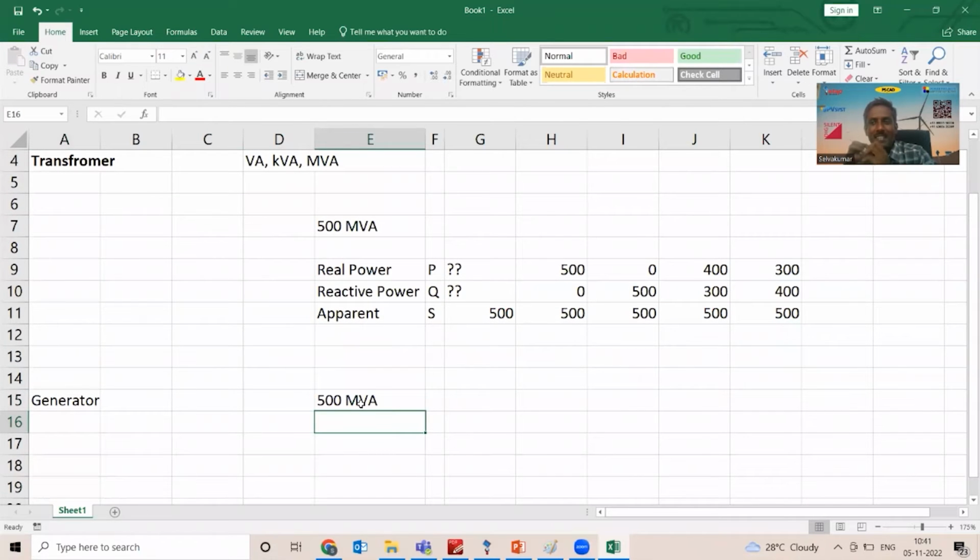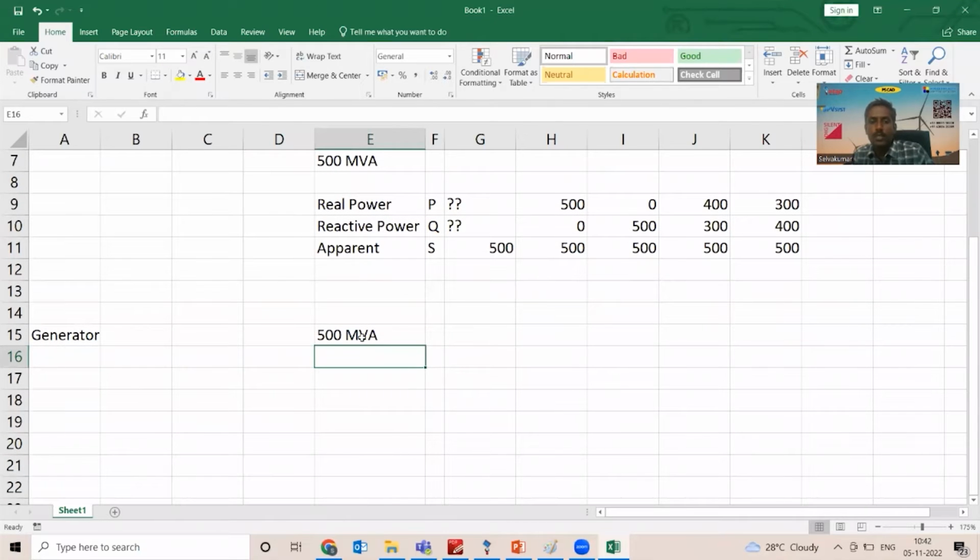Typically, you may not see generators rated as 500 MVA. You might have generators like 500 kVA with diesel generators, but when the capacity is higher, you always deal in megawatts, right? How many of you have 500 megawatt generators?